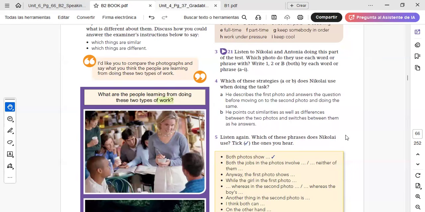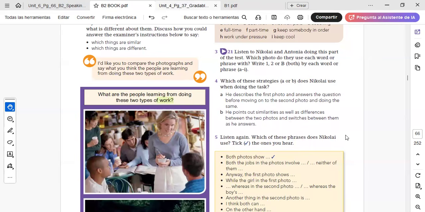Exercise 3. Here are your photographs. They show young people doing jobs. I'd like you to compare the photographs and say what you think the people are learning from doing these two types of work.